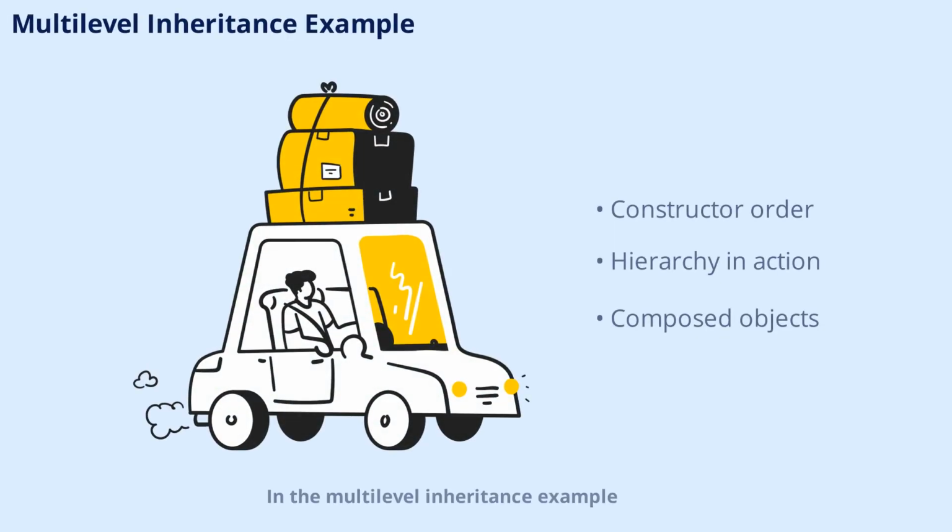In the multi-level inheritance example, creating a car object triggers the constructors of vehicle and four-wheeler before the car constructor. This demonstrates how each class in the hierarchy contributes to the final object and how constructors are called in order from base to most derived.